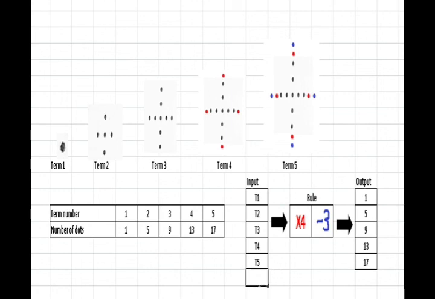So for instance, if I want to know how many dots there should be in my 100th term, it's going to be 100 times 4, which is 400, and 400 minus 3. What is 400 minus 3? 397. So in my 100th term, which means my 100th picture, using the same pattern, I should have 397 dots altogether.